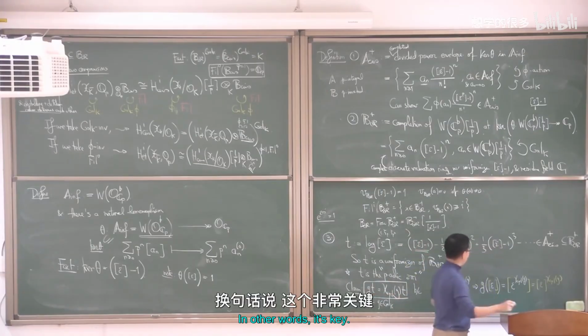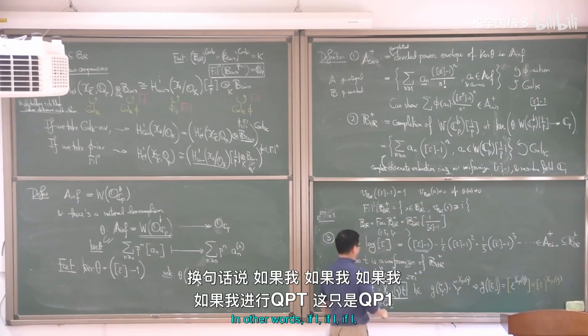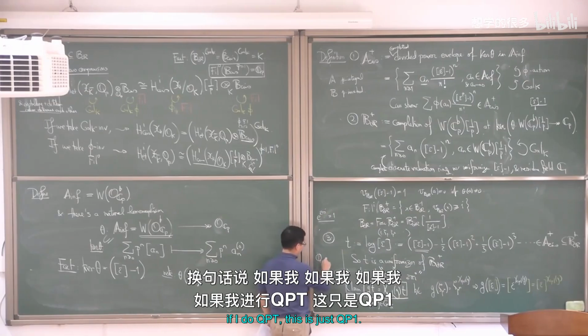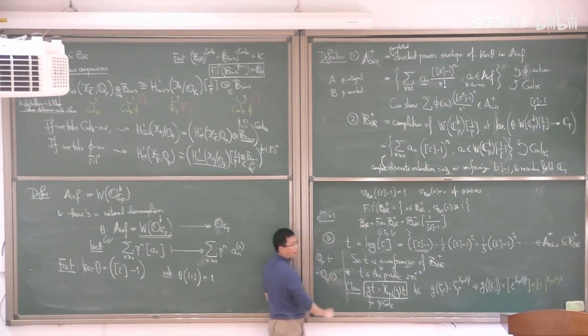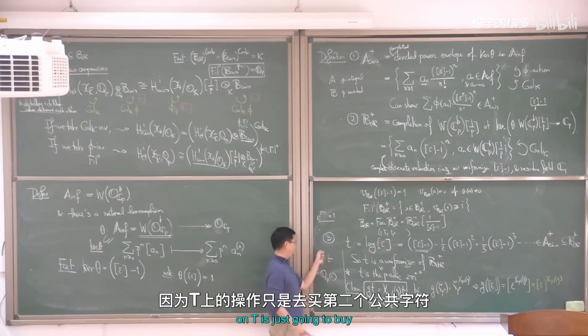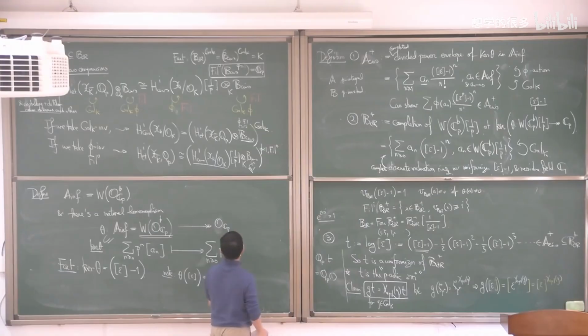In other words, t. In other words, here's another way to write what we just did. If I do QPT, this is just QP1, because the action on t is just given by cyclotomic character. T is an eigenvector. Okay.